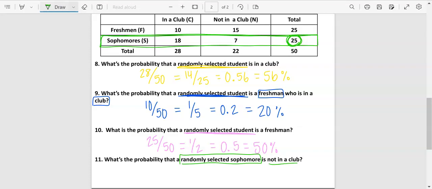And I want to see how many of those 25 are not in a club. And 7 of those. So our probability here would be 7 out of 25. That fraction does not simplify, so we can go ahead and take that straight to a decimal, which is 0.28 or 28%.